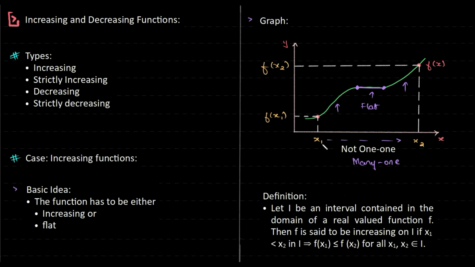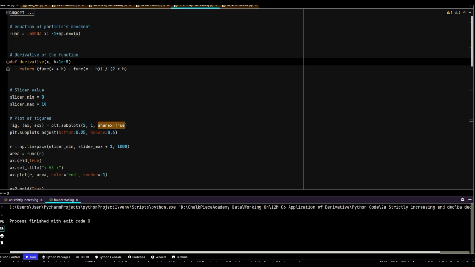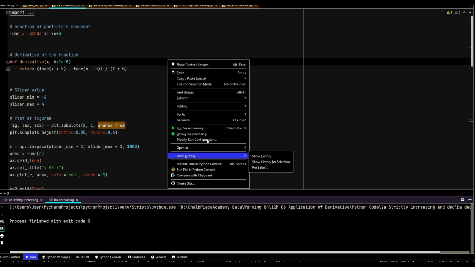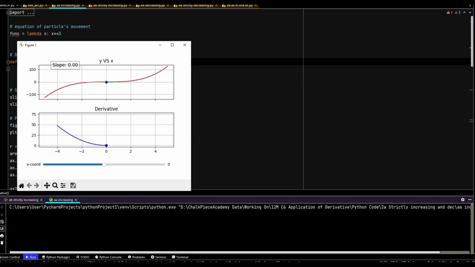The funda is that if I move from x1 to x2, that is x1 being lesser than x2, the function will increase. And along the line, it can get flat also. Right? So let me put across an example. So this is an example of increasing.